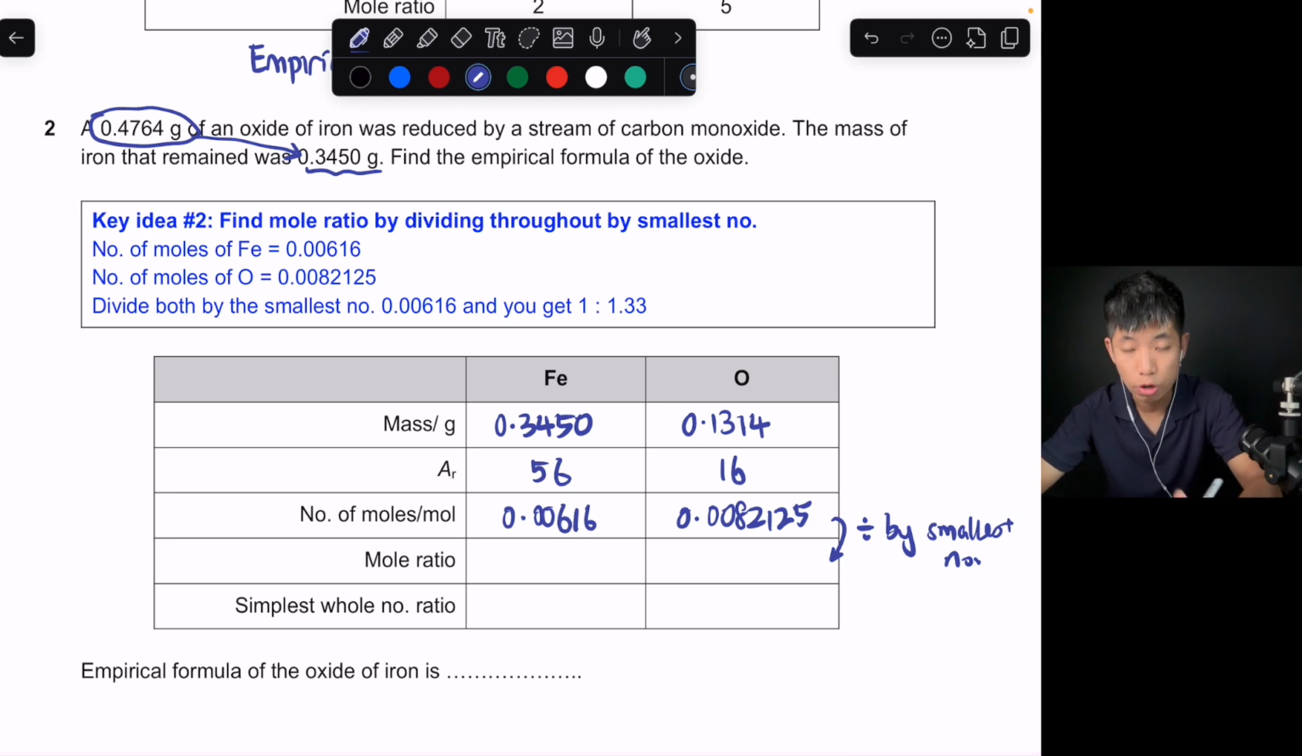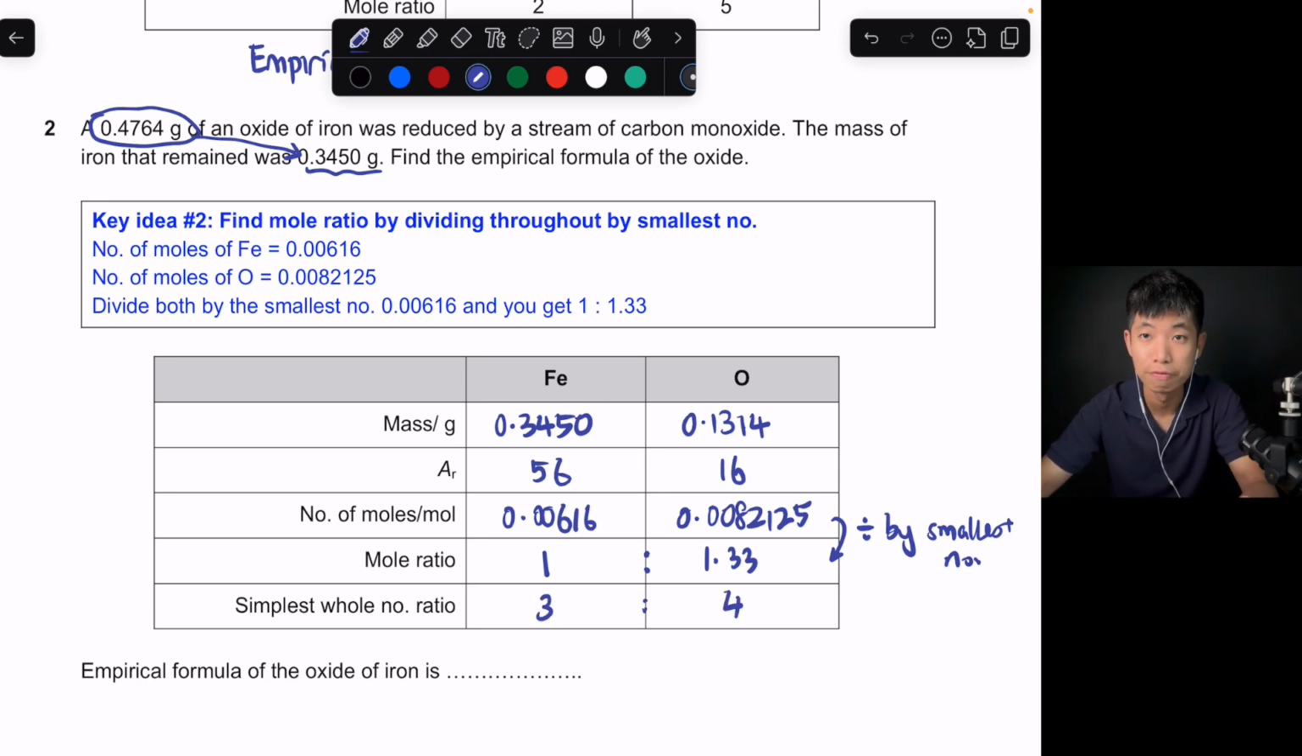And what it means is you compare all the numbers. In this case, 0.00616 is the smallest number. You divide by it, you get 1:1.33. Okay, and that will make it a little bit easier for you to figure out what are the ratios, which you can work out to 3:4.